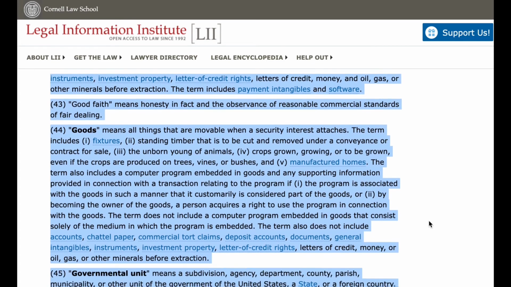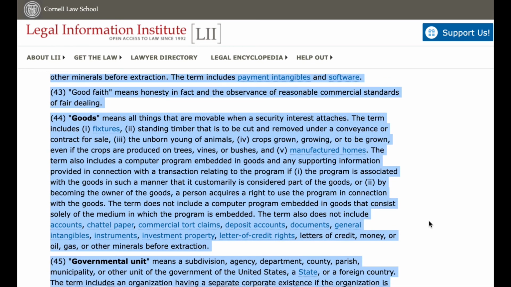44. Goods means all things that are movable when a security interest attaches. The term includes 1. Fixtures, 2. Standing timber that is to be cut and removed under a conveyance or contract for sale, 3. The unborn young of animals, 4. Crops grown, growing, or to be grown, even if the crops are produced on trees, vines, or bushes, and 5. Manufactured homes.